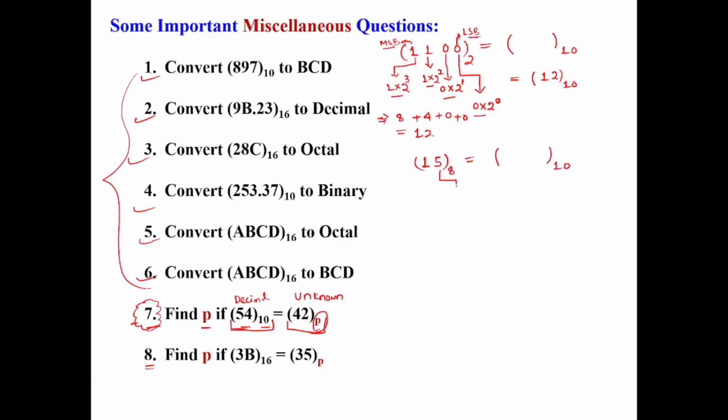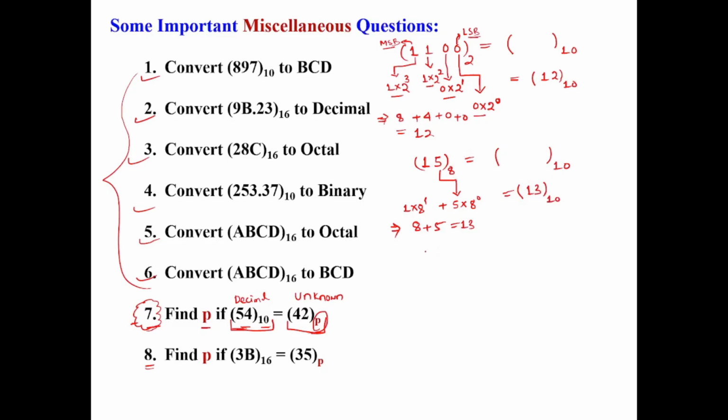Here, this is the LSB. 5 multiplied with 8 to the power 0, plus the MSB, which is 1, multiplied with 8 to the power 1. And we have to just add these values. It will be 8 plus 5, that is 13. That means if we convert this octal number to decimal, the value will be 13. Okay, if you convert this decimal to octal, you can find 15. So this is the procedure to convert octal to decimal.